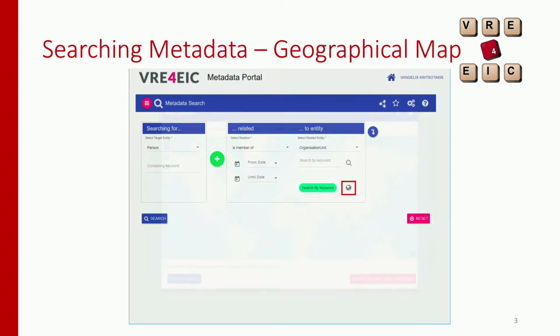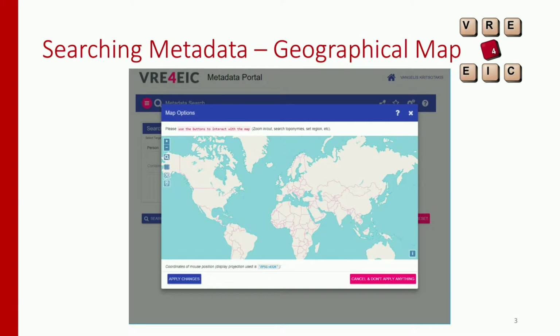This map is used for defining either entity instances or a geographical area to be included into the final query. On the left side of the displayed map, there are several buttons for zooming in and out, searching by toponyms, setting and clearing a geographical region, and clearing currently selected instances.